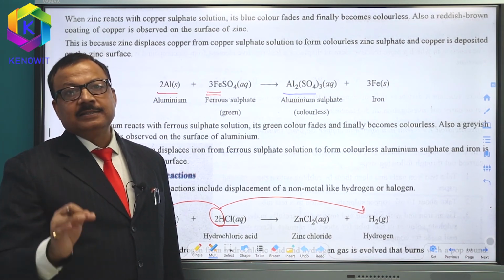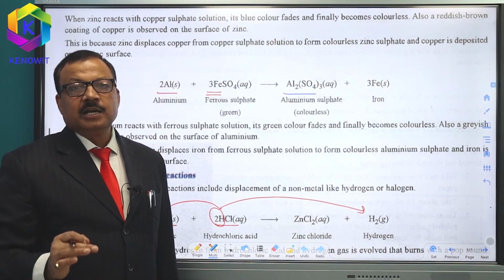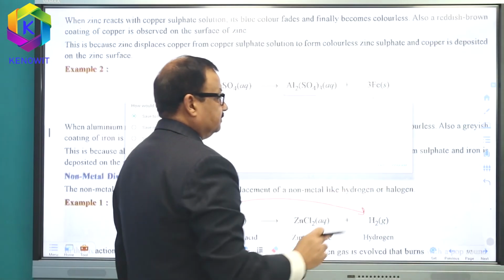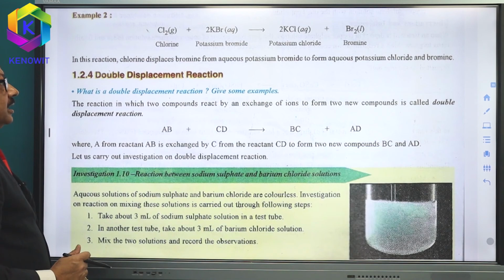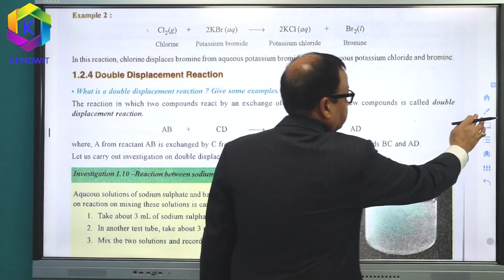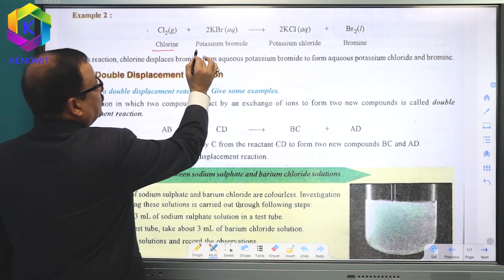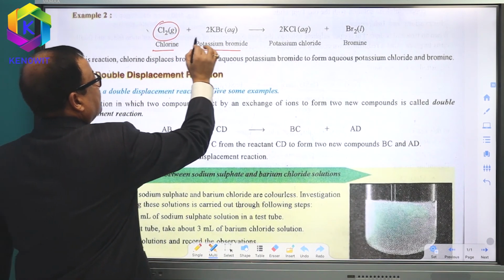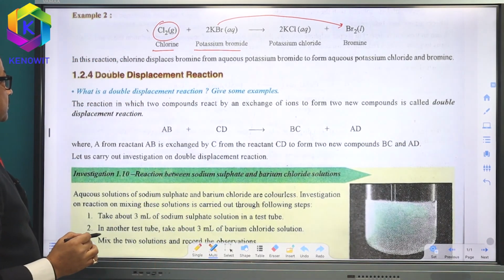Suppose in place of hydrochloric acid, hydrobromic acid is used. So Zn plus HBr gives ZnBr2 plus hydrogen. So this is a non-metal displacement reaction. Then chlorine plus KBr. Chlorine is gaseous, and potassium bromide. So chlorine is more reactive than bromine. So bromine is displaced by chlorine. Chlorine displaces bromine in the form of Br2 and 2KCl is formed.